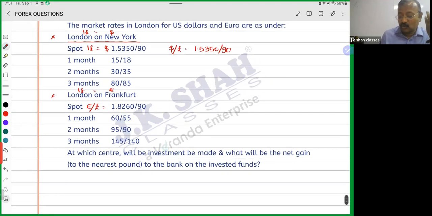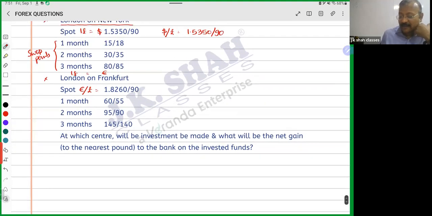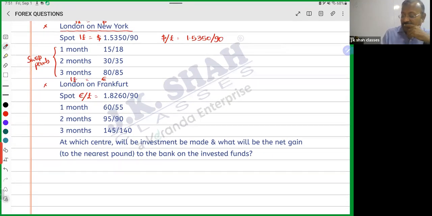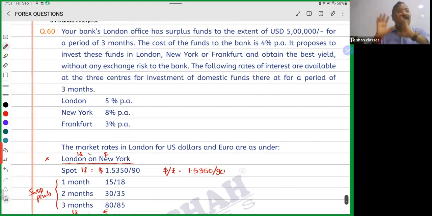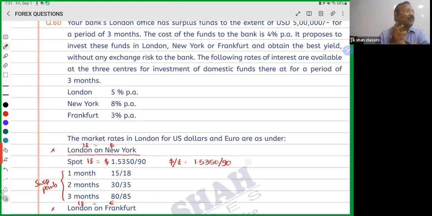Okay, anyway, 1 month, 2 month, 3 month, ये क्या है? What is this? Swap points. These are swap points, right? And these are also swap points. At which center will the investment be made, and what will be the net gain to the nearest pound to the bank? तो अपने को जो गेन लॉस वो पाउंड में निकालना है, राइट? So how will you evaluate कि कहां पे इन्वेस्ट करने से अपना मैक्सिमम पाउंड इनफ्लो आ सकता है? How will you evaluate where to invest so that you get the maximum gain in pounds?